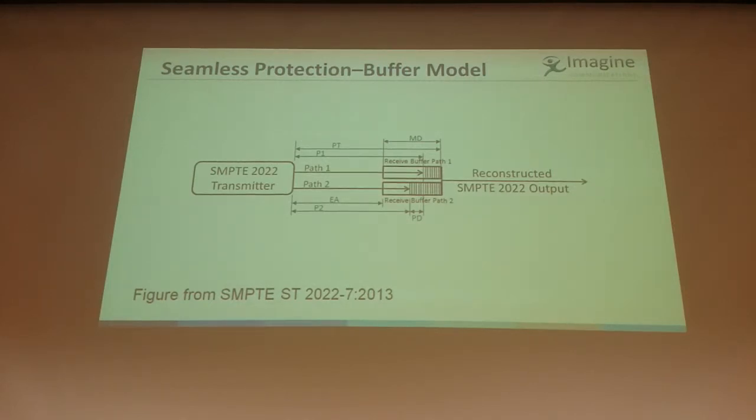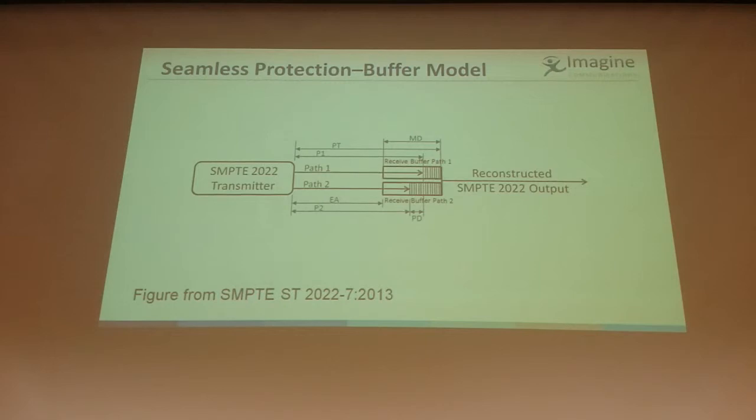So if you're reading through the standard, you've got this busy drawing here. And basically, P1 and P2 are the instantaneous path delays from the two paths, and for the system to work, you've got to make sure that you've got packets from both sides. So some of the important factors there: you've got the MD, the maximum differential between the PT and the PA. The PA is the earliest that a packet can arrive and still guarantee the seamless protection.